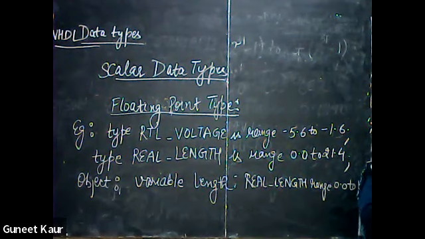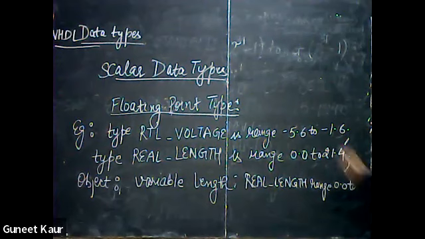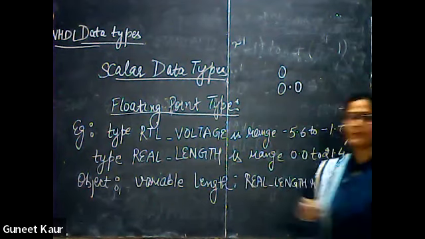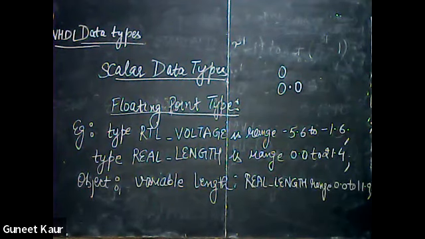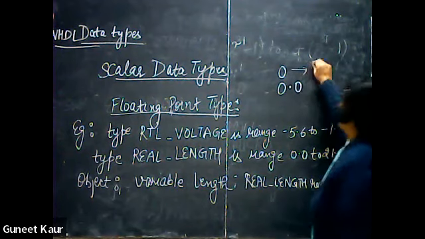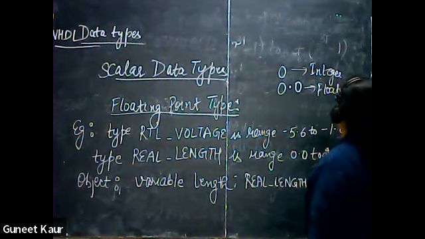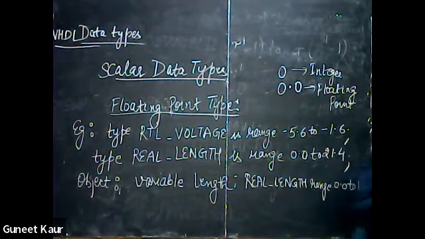So floating point literals differ from integer literals by the presence of the dot only, that is the decimal character. Thus, if I write 0, this will be an integer. If I write 0.0, this will be floating. This is an integer type literal. This is a floating point type literal. So the only difference is the decimal point.